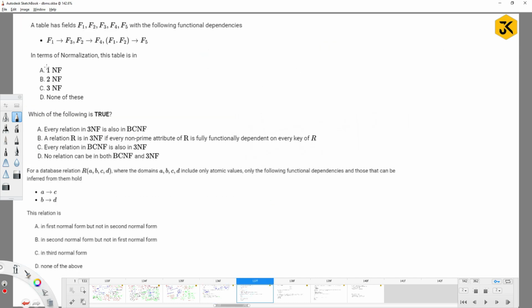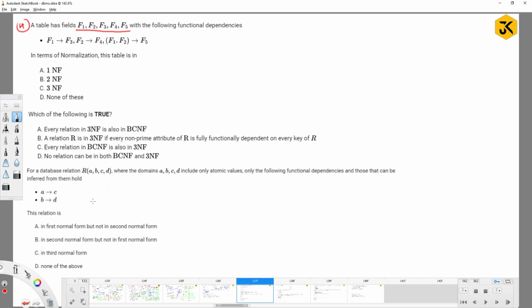Next one. If a table has fields F1, F2, F3, F4 and F5, with the following functional dependencies: F1 determines F3, F2 determines F4, F1, F2 determines F5. In terms of normalization, this table is in.